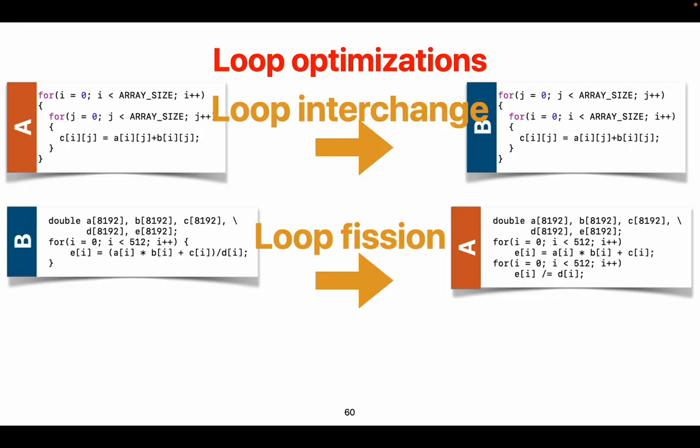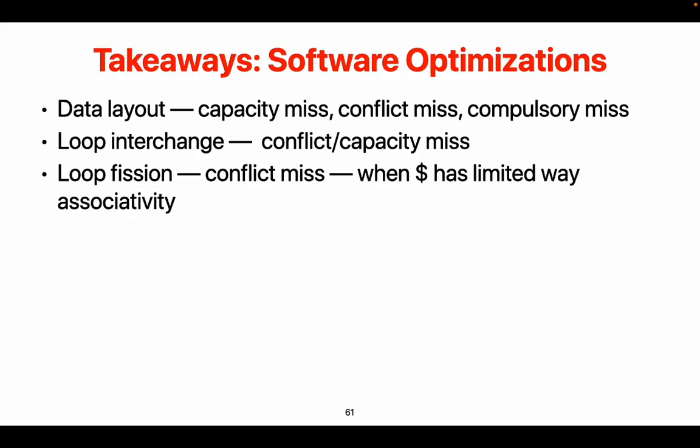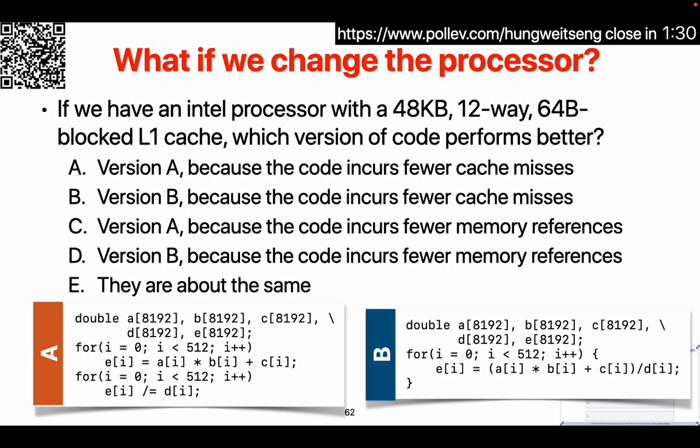And this kind of mechanism is called loop fission. Basically, it means that we split up a single loop into two to remove the conflict misses. So this is really useful when you have limited way associativity on your cache. But the same mechanism, if I am giving you an Intel processor, is it going to be useful or not? Is it going to be good or bad?